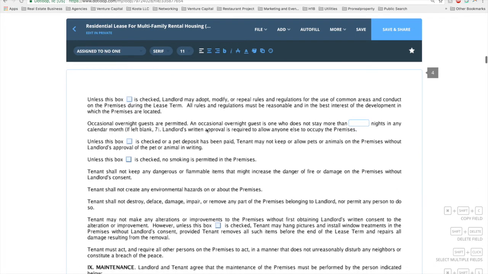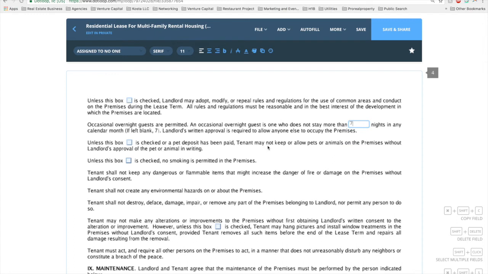Occasional overnight guests are permitted. An occasional overnight guest is one who does not stay more than, we'll put, 7 nights in any calendar month. Landlord written approval is requested to allow anyone else to occupy the premises. So unless this box is checked or pet deposit has been paid, tenant may not keep or allow pets or animals on the premises without landlord's approval of the pet or animal in writing.